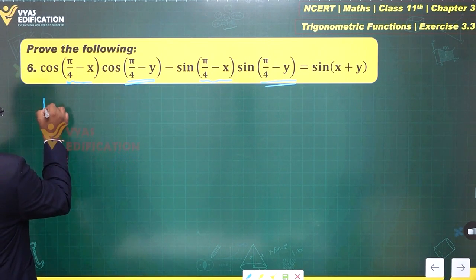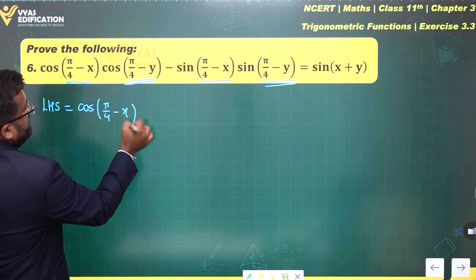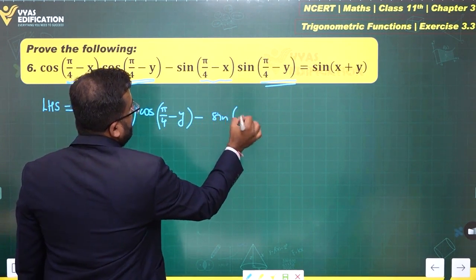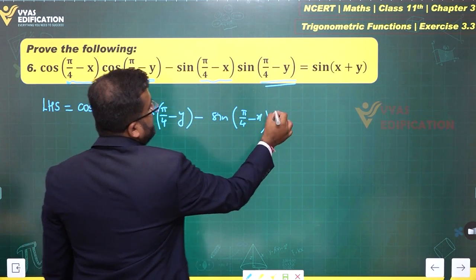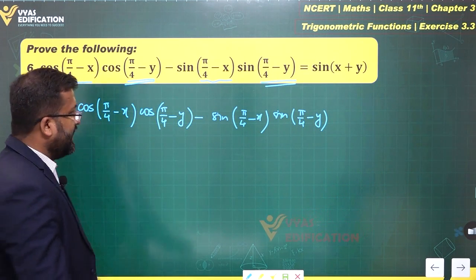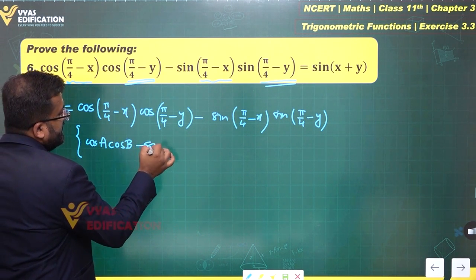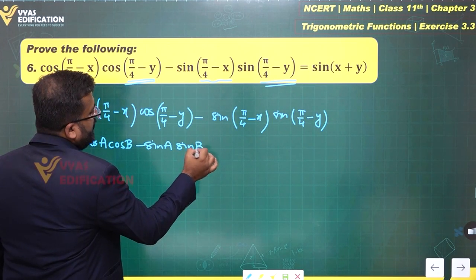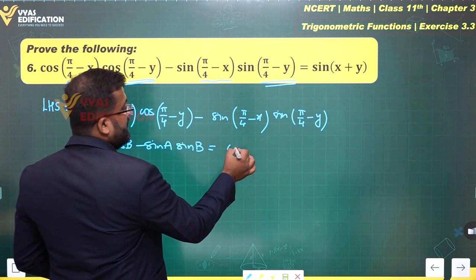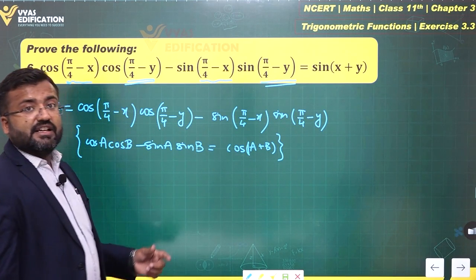So in the LHS, what we have is cos of pi by 4 minus x, cos of pi by 4 minus y, minus sine of pi by 4 minus x, sine of pi by 4 minus y. And this looks like cos A, cos B minus sine A, sine B. What is this formula equal to? Cos A, cos B minus sine A, sine B. This is nothing but the formula of cos A plus B. So this can be simplified and written as cos of A plus B. This is what I can write it as, right?